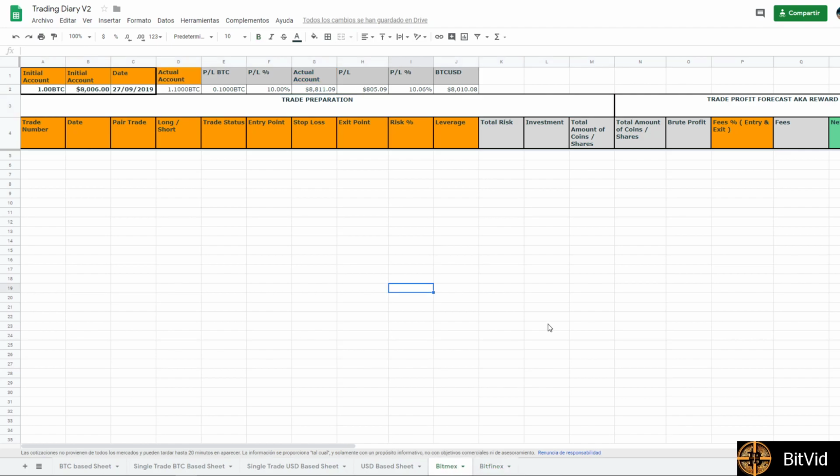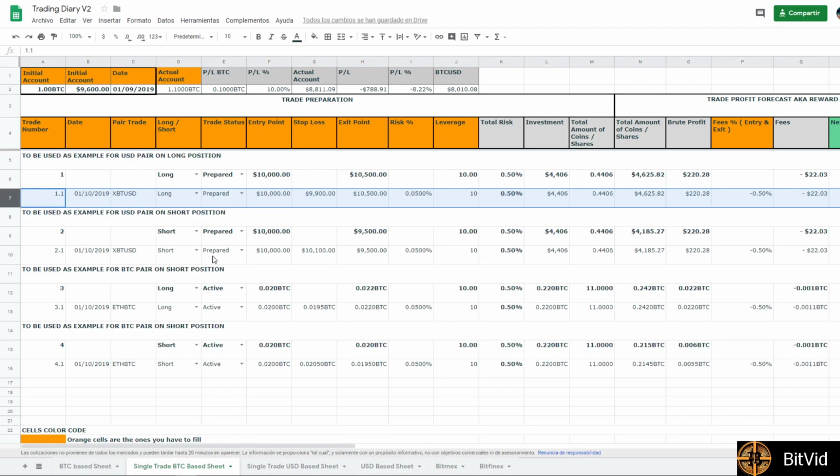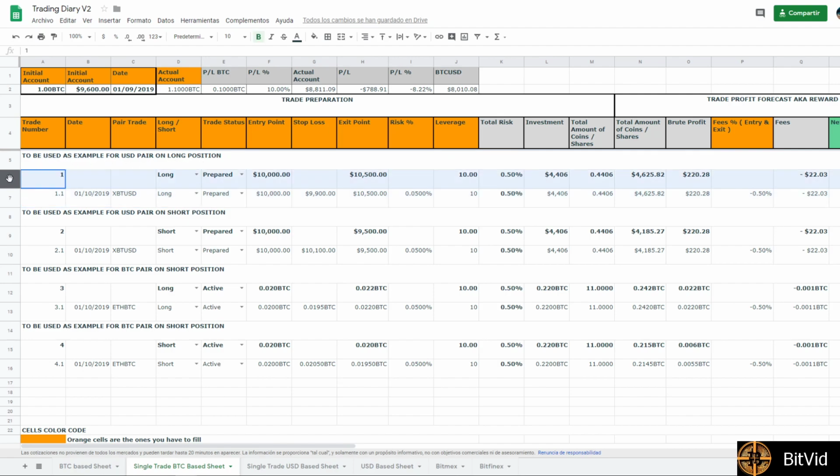So let's work on BitMEX to do the example. We said we have the initial account, and we have filled in all this information correctly. Then we will begin a trade. Let's imagine that we want to enter a long position. So we go to the single trade BTC based sheet and we look. In that case, what do we have here? This is the example that we have to take to be used for a long position against the USD pair.